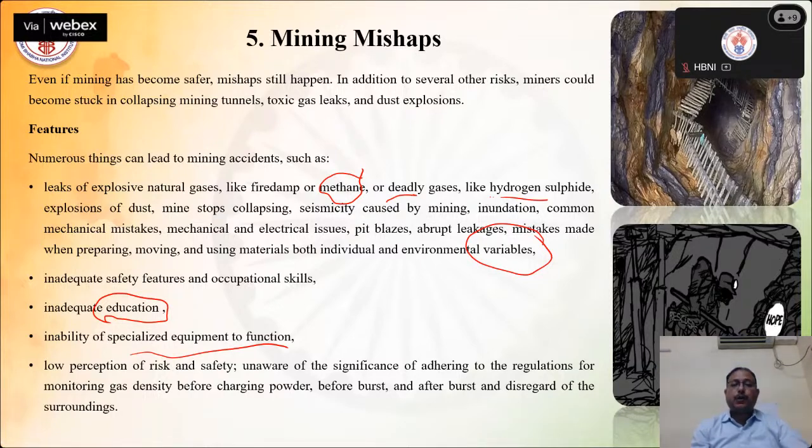Next point is low perception of risk and safety is an important factor, unaware of the significance of adhering to the regulations for monitoring gas density before charging powder, before burst and after burst, and disregard of the surroundings. So if you go for the parameters, you can say that there is monitoring gas density. How much gas is there? Mines, but obvious is a confined space. There is one entry, maybe there are two entry, two exit, but it is downside. So we are disregarding the concept of surroundings.